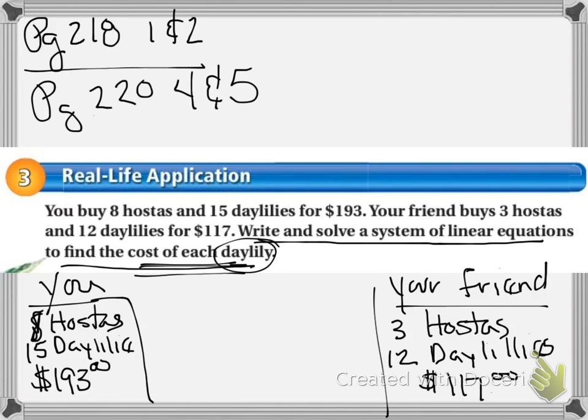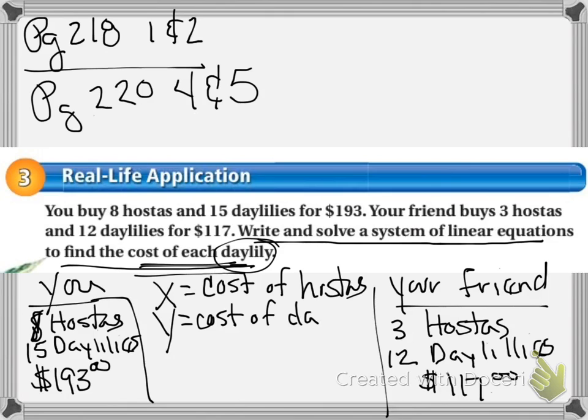cost of each daylily. So we want to know the cost of a daylily. We don't know any cost. We only know that 8 hostas and 15 daylilies cost $193, and we know that 3 hostas and 12 daylilies cost $117. So how do we know just the cost of the daylilies? We don't know cost, so that's a high sign to start identifying variables. So let's define x as the cost of hostas, and y the cost of daylilies, which they were asking for.